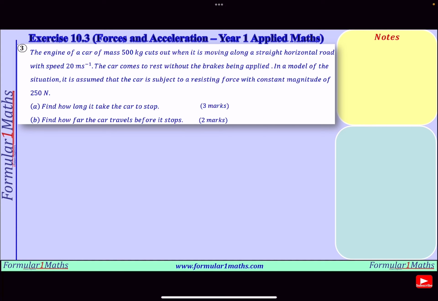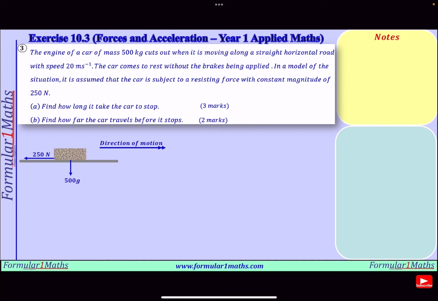So for A, let's do our sketch. This is the car, and this is a straight horizontal road. And the car is moving in this direction. But because the engine has cut out, there's no force pulling the car in this direction. It's only moving in this direction because it was initially moving at 20 meters per second. So the only force acting on it horizontally is a 250 newton force. And that's why the car will come to rest, because the 250 newton force is opposing the motion, and it will bring it to rest gradually.